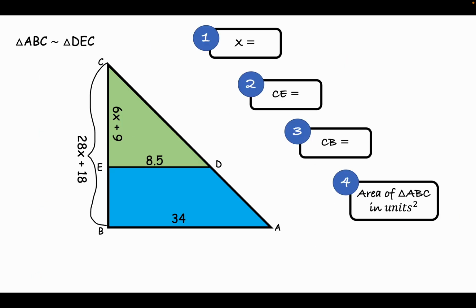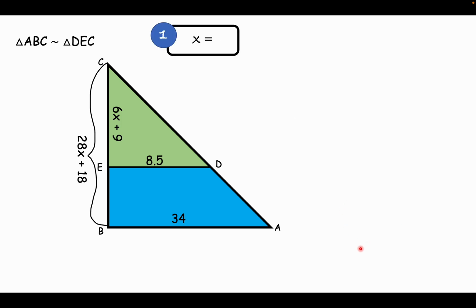Let's take an example here where we know that triangle ABC, so that's the big outer triangle ABC, is similar to triangle DEC. So this smaller triangle on the inside is similar to the larger triangle on the outside. We need to solve for x. So question 2, we're going to find the length of CE, find the length of CB, and we'll be able to find the area in the end of this triangle.